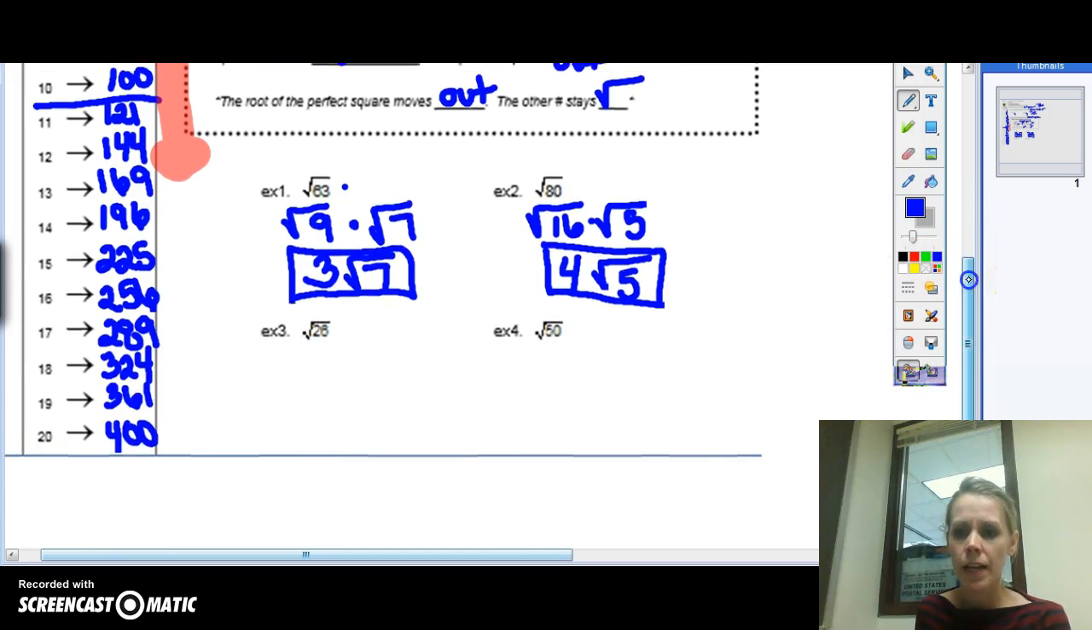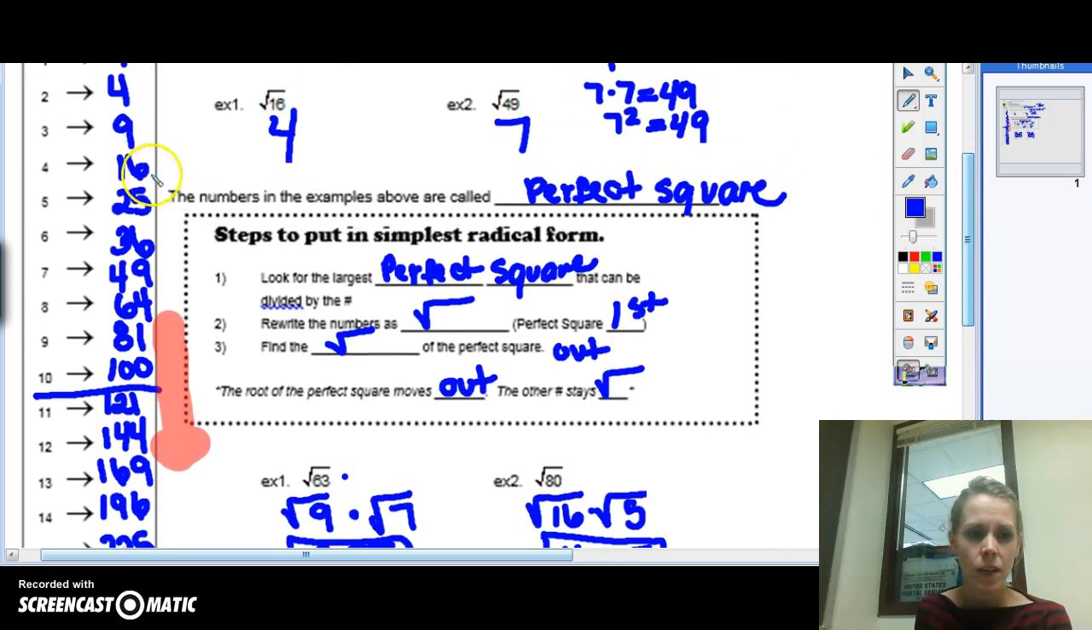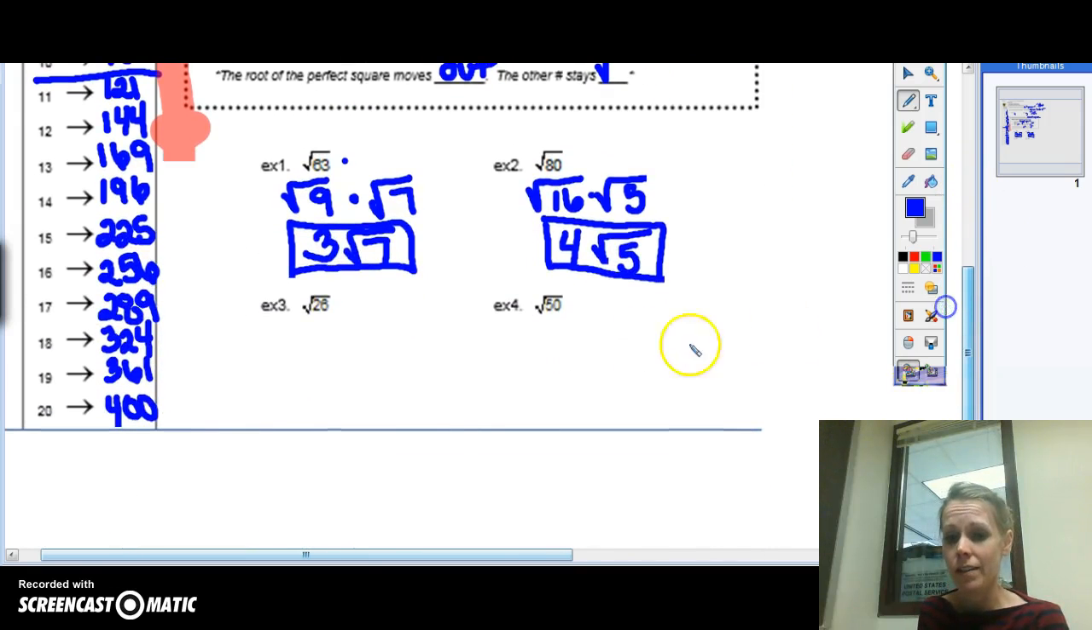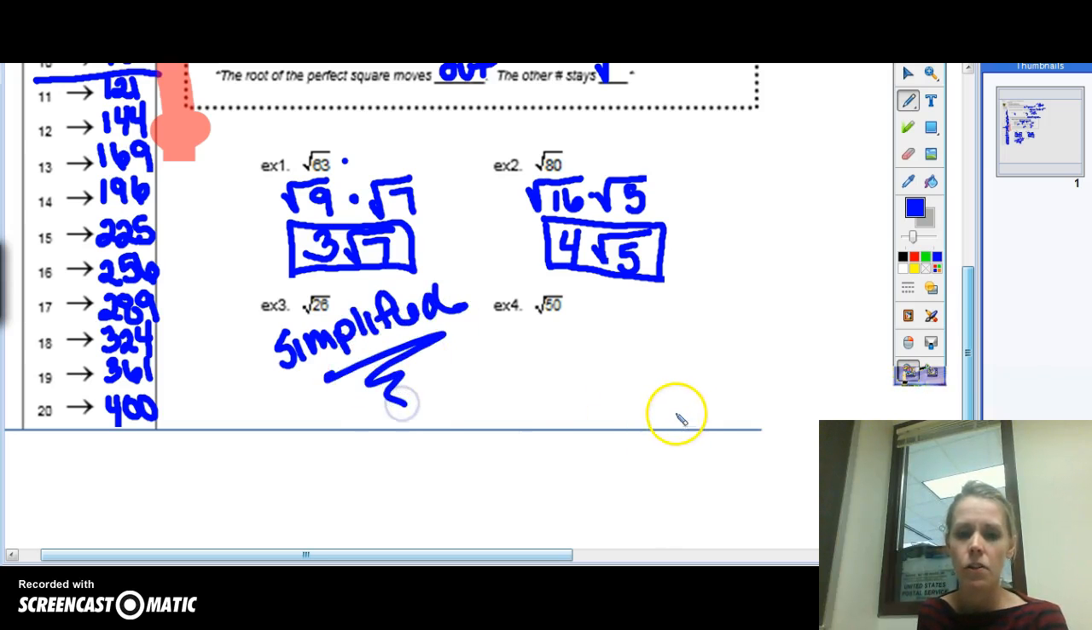26. I'm going to tell you right now, 26. So it can't be bigger than 26. You can't do 26 divided by 25. You can't do 26 divided by 16. You can't do 26 divided by 9. You can't do 26 divided by 4. So if none of those work, that means that this is already simplified. Love when that happens. Okay? Nothing else you can do to 26.